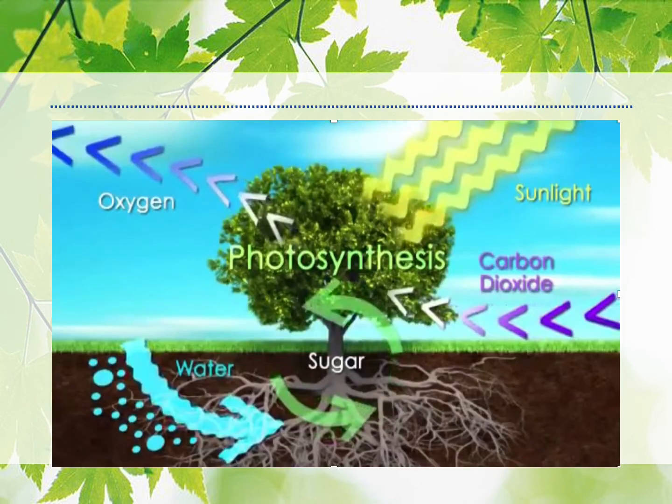And mainly we know that plants are the main source of everything, because plants make their own food using photosynthesis. By the process of photosynthesis, using sunlight, carbon dioxide and water, they give out the sugar needed and the oxygen.